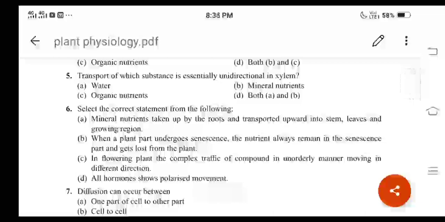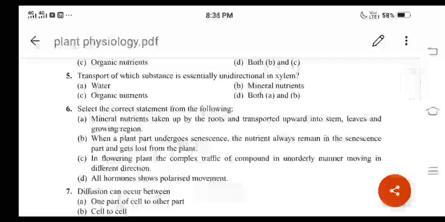Then let us see the third option: in flowering plants, the complex traffic of compounds moves in an unorderly manner in different directions. This is incorrect, because in flowering plants the complex traffic of compounds moves in an orderly manner in different directions. So C is also incorrect.